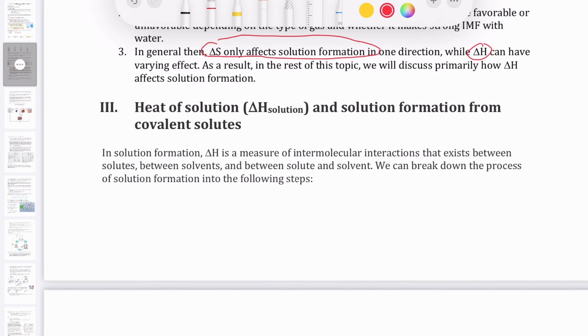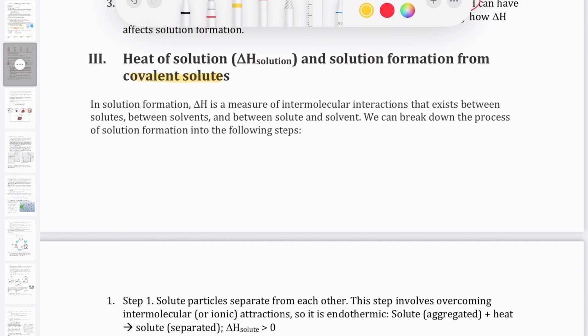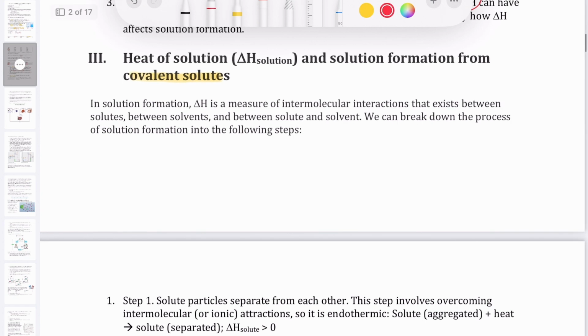We're going to now look at the factors that impact delta H of solution, because in solution formation, the entropy factor is fairly predictable. It's really the delta H component that we need to investigate a little bit further. Right now, we're going to focus on covalent solutes, and then in the next section, we're going to focus on ionic solutes.